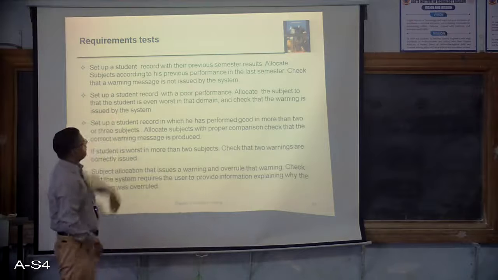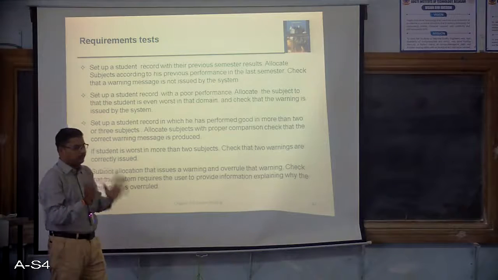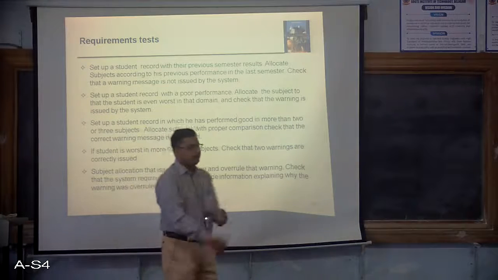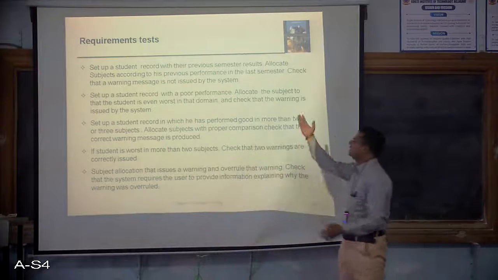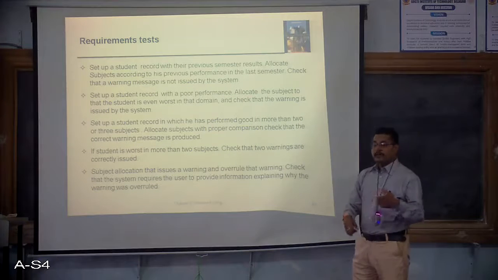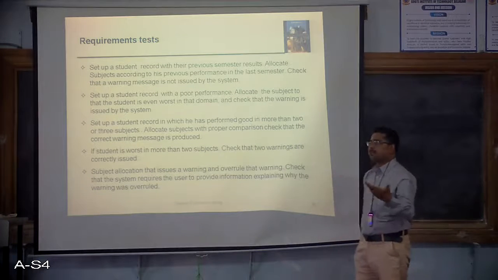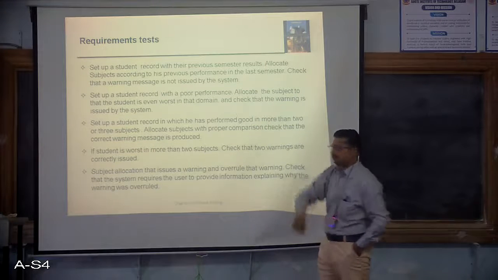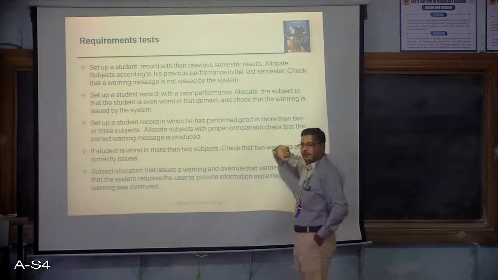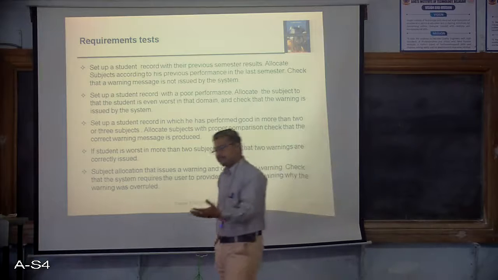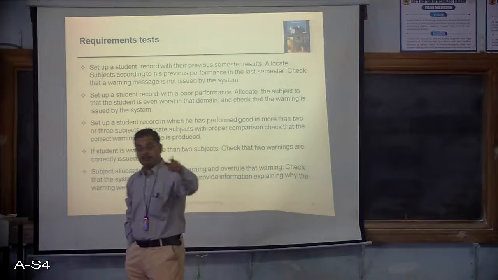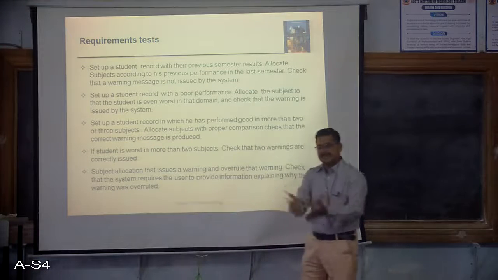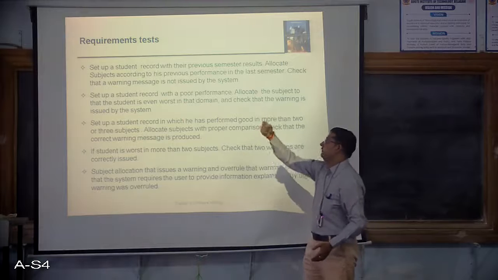So what are the things we are going to check here? First, set up the student record with their previous semester. What are we going to do first? We are going to do this mandatorily. First, we are going to set up the software which contains previous semester results, allocate the subjects according to his previous performance in the last semester, and check that the warning message is not issued by the system. This is for the normal use. For example, if the student is very good in one particular domain and whatever he has opted, if he is good, you assign it, and the warning should not be issued by the system.